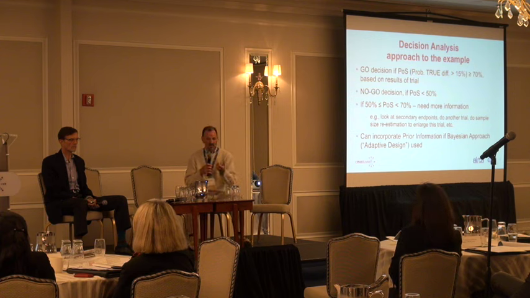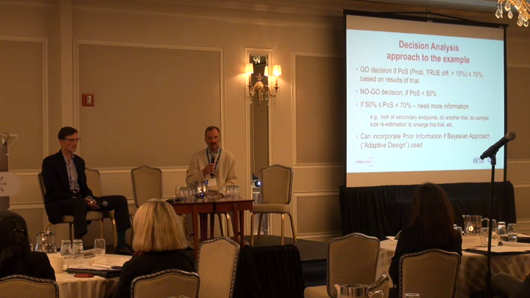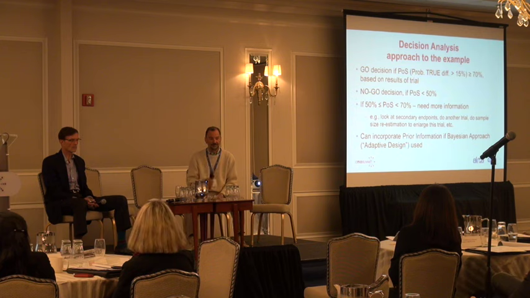But there's a gray zone in there between 50 and 70 where we're going to need more information about the drug. And in that case, we might look at secondary endpoints, do another trial, or do a sample size re-estimation to enlarge the trial. And we can incorporate prior information into the calculation of probability of success via a Bayesian approach if we have some good prior information that we want to leverage. We could also consider an adaptive approach.